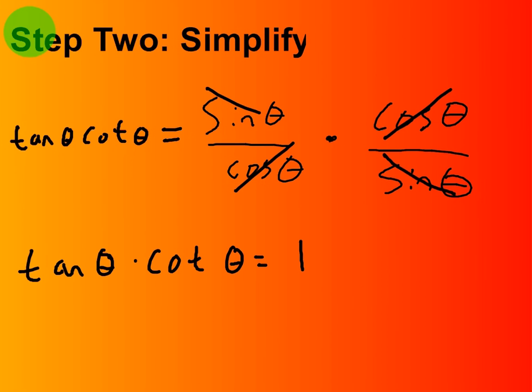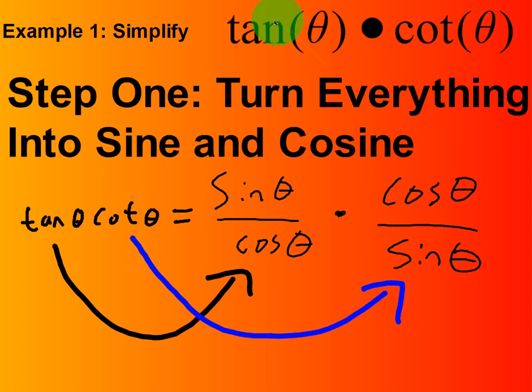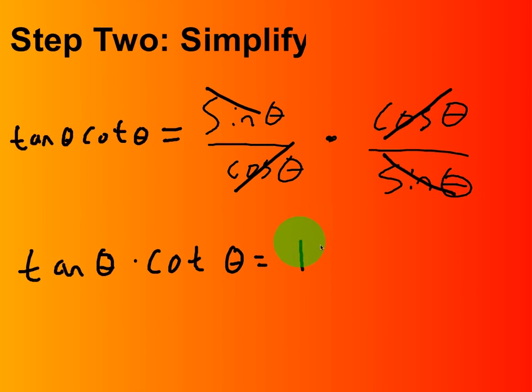The second and final step, and this is an easy lesson because it's only two steps, is to simplify. So if I have sine over cosine times cosine over sine, I can cross cancel the cosines, I can cross cancel the sines, and I'm left with 1. I have just proven then the answer to my question: tangent times cotangent is just equal to 1.